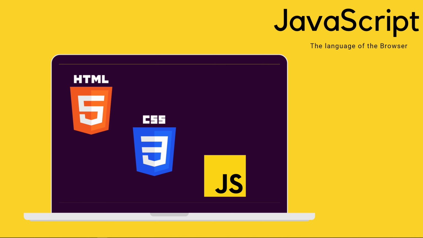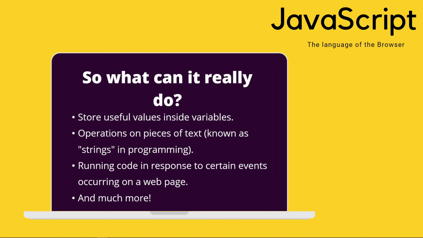JavaScript is the critical language that enables you to create dynamically updating content, control multimedia, animate images, and pretty much everything else. Okay, not everything else, but it is amazing what you can achieve with just a few lines of JavaScript code. So what can it really do?